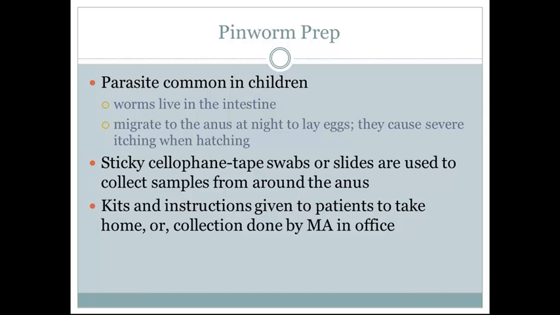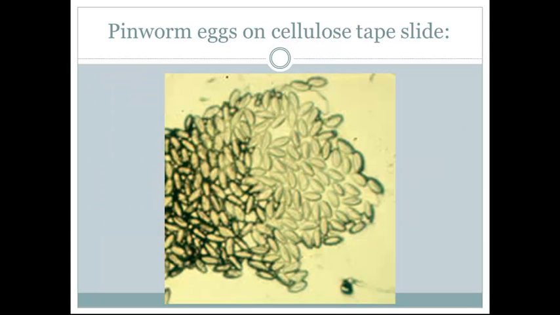Kits and instructions are given to the patient to take home. A lot of times this is done at home because the best time for collection is right away in the morning before a bowel movement, urination, or bathing. This is what pinworm eggs look like on a cellulose tape slide.